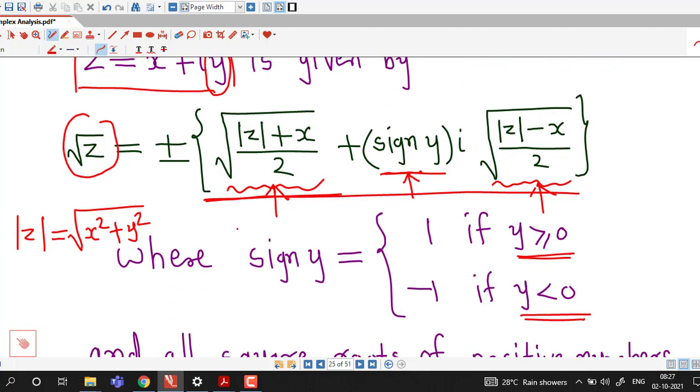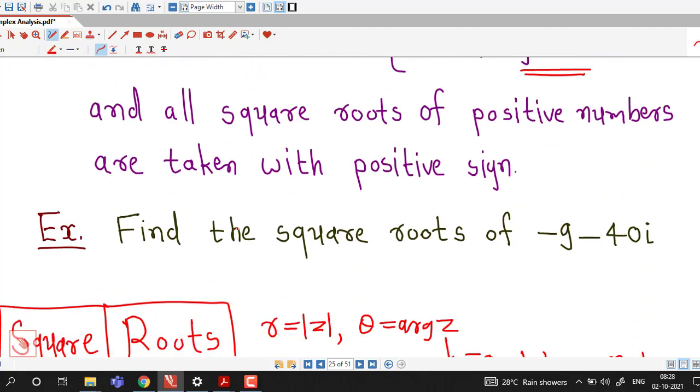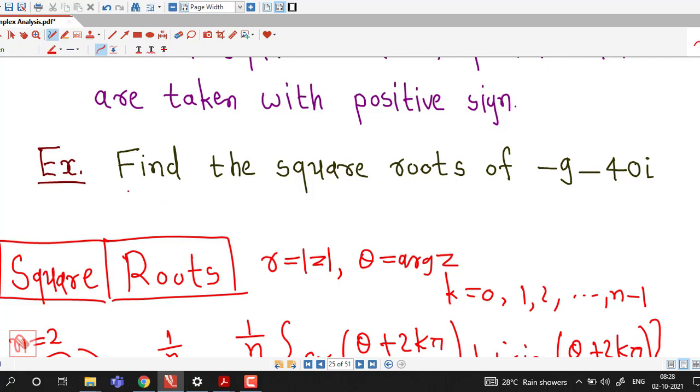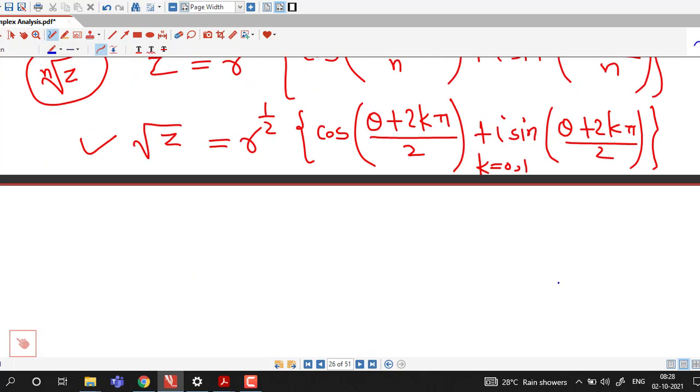We understand how to apply this formula with this example. Here we are asked to find the square roots of this complex number, minus 9 minus 40i. So first we denote the given complex number by z. Let z equal minus 9 minus 40i.